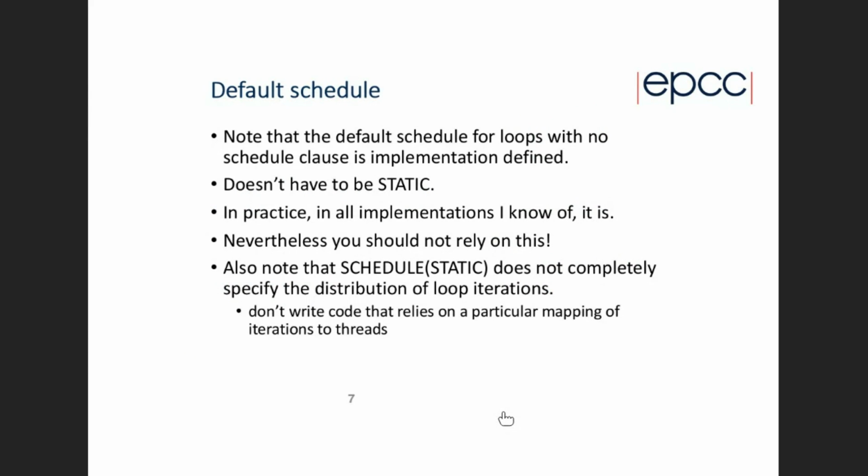Strictly speaking, if you don't put a schedule clause on a loop, then what happens is actually implementation defined. So in principle, it doesn't have to be static, though in practice, in all the implementations I know of, I've never seen an implementation that doesn't do that. But maybe it's not good to necessarily rely on that. You should also note that static doesn't completely specify the distribution of the loop iterations. So really, the message here is basically don't write code that relies on a particular mapping of iterations to threads to work, because you might get some nasty surprise at some point, for example, if you change compiler.